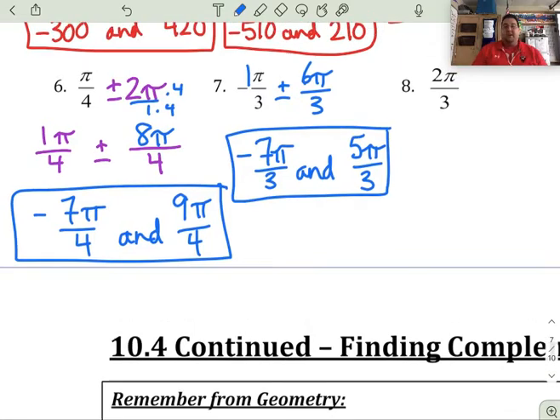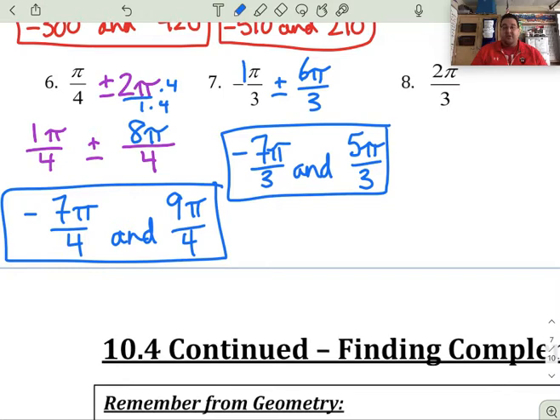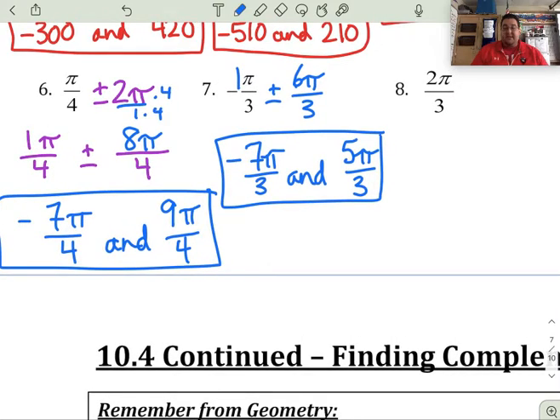All good stuff so far, I hope. Go ahead and pause the video right here. Do number 8 on your own, please. Notice that the denominator is the same there on number 8, so you're going to be adding and subtracting 6 pi over 3 again. Go ahead and pause the video right here and do that.